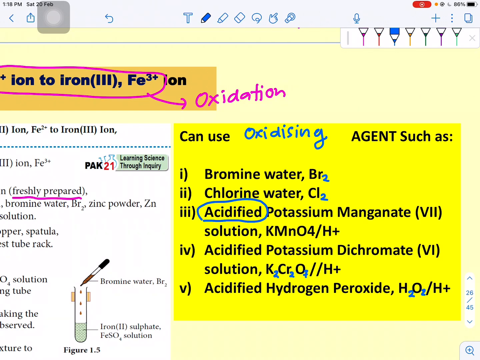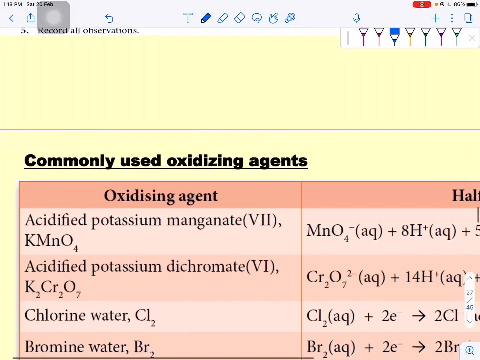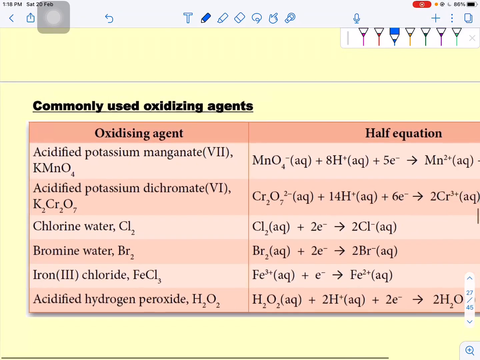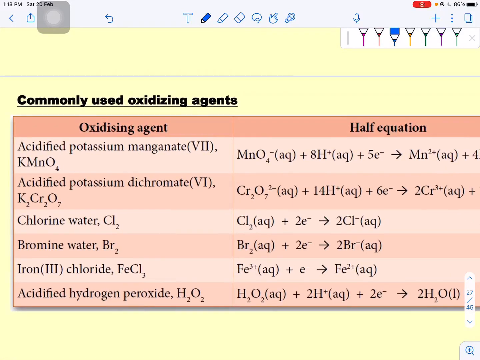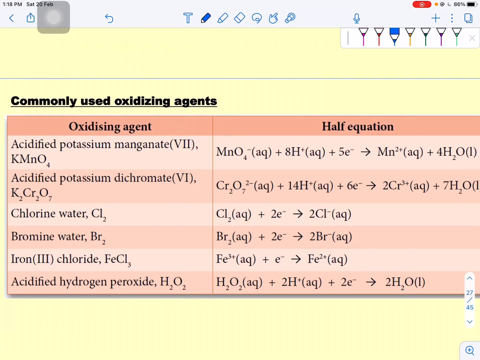Sebab dia oxidizing agent, so diri dia berlaku reduction. Manakala iron 2 berlaku oxidation, so diri dia akan digelar reducing agent. Okay, so these are commonly used oxidizing agents yang diguna pakai banyak di peringkat SPM. Bukan sekadar untuk change from iron 2 to iron 3, tapi untuk lain-lain reaction jugalah. So soon you akan faham where dan you akan lebih familiar di mana penggunaannya. So kita ada 3 acidified: potassium manganate, potassium dichromate and acidified hydrogen peroxide. Other than that, we have chlorine water and bromine water and also iron 3 chloride.